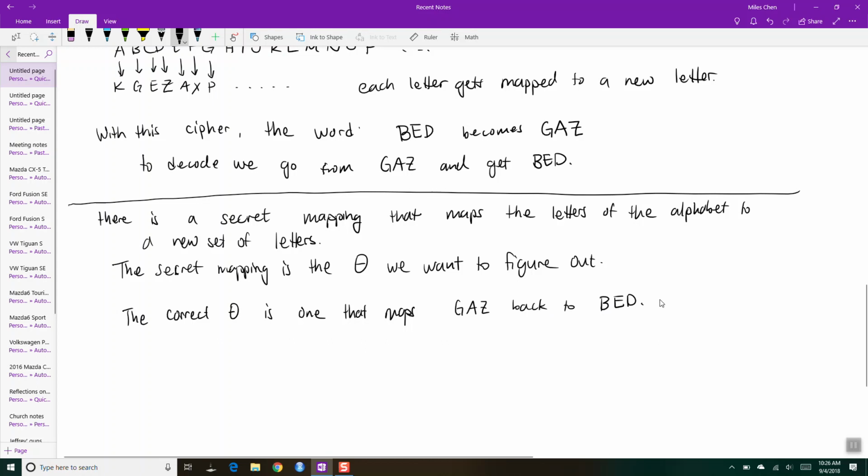And we can, but how many mappings are possible? If we think about the space, what do we call this? The sample space? What is the space of theta? How many mappings are possible? This would be all possible letter mappings, right?